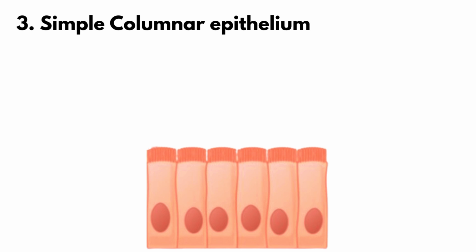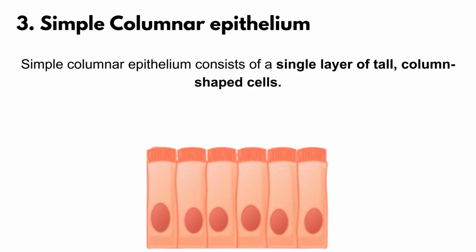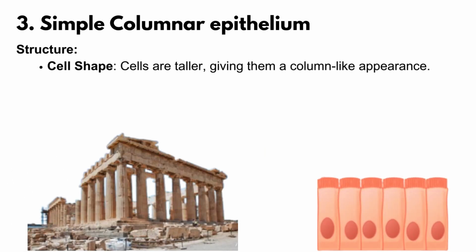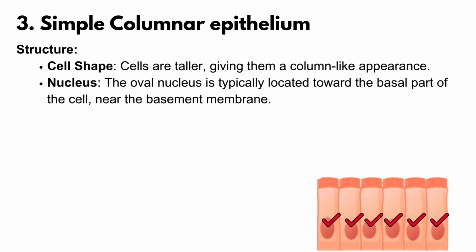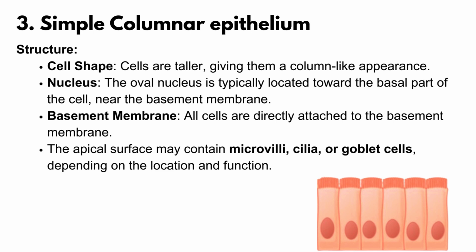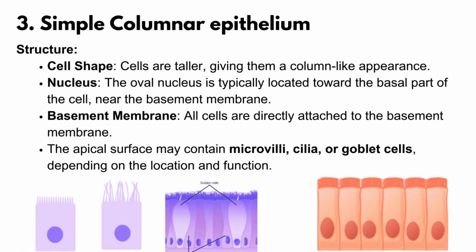Simple columnar epithelium. Simple columnar epithelium consists of a single layer of tall, column-like cells. The oval nucleus is located near the basement membrane. All cells are directly attached to the basement membrane. The apical surface may contain microvilli, cilia, or goblet cells, depending on the location and function.